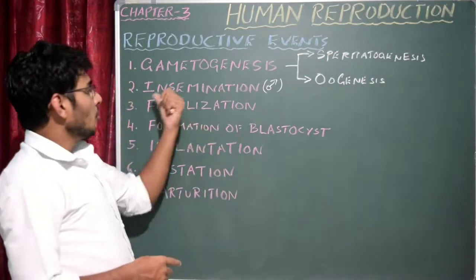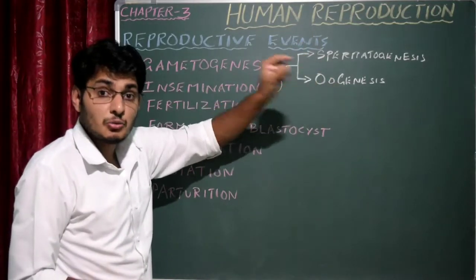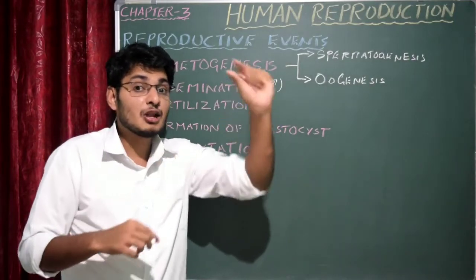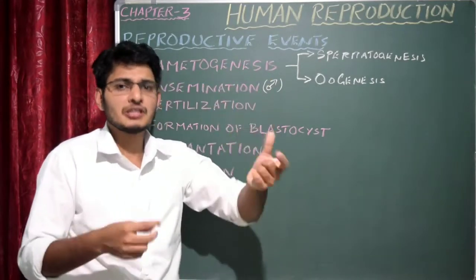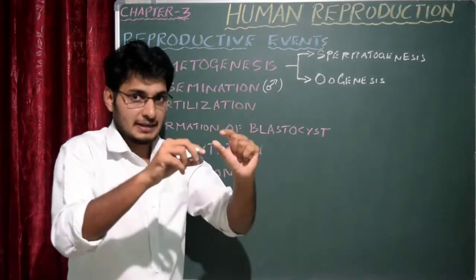Once insemination is done, at the same time, oogenesis also occurs, where the ovum is produced within the ovary. Now it is present in the fallopian tube. I'll explain everything; I'm just giving the introduction of this topic. Inside the fallopian tube, it's waiting for the sperm.